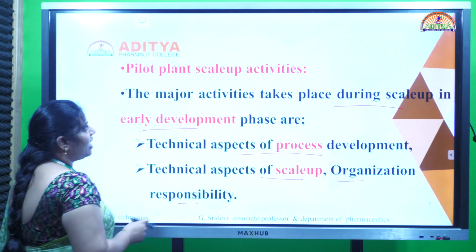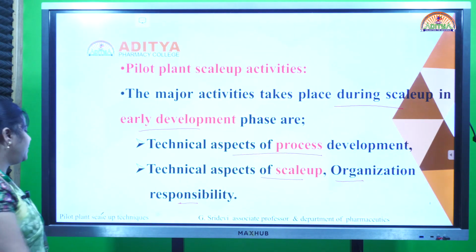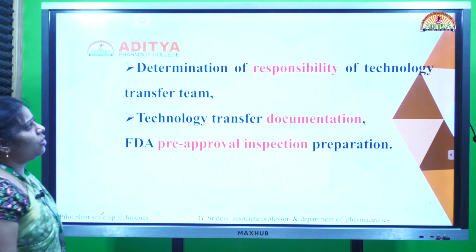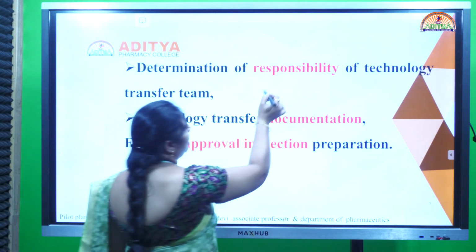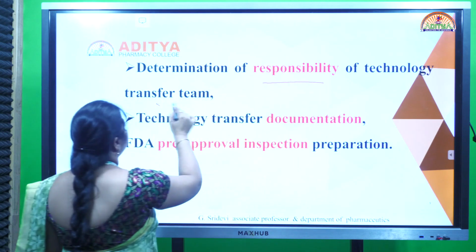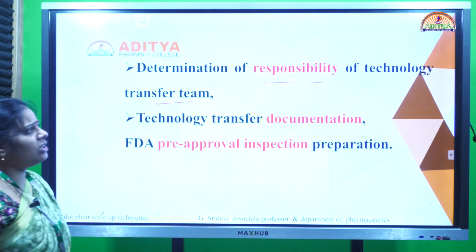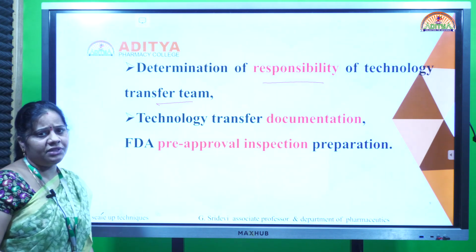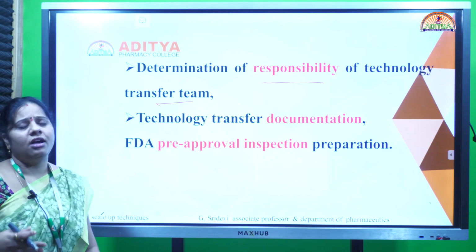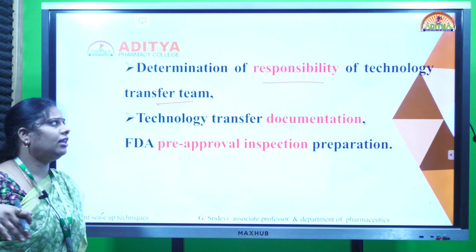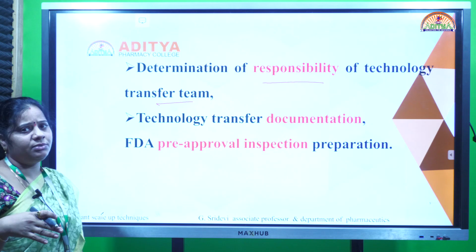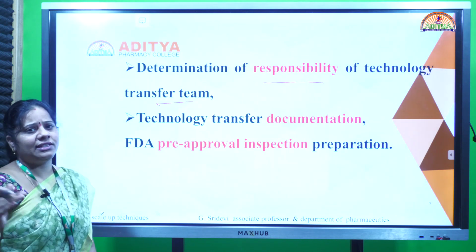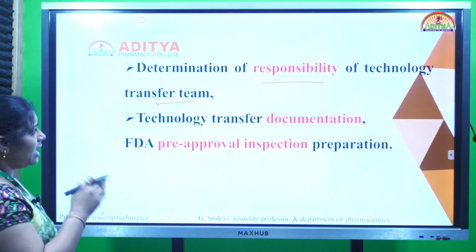So these are the things we are going to take into consideration during these pilot plant scale up techniques. And coming to the next one, we are going to determine the responsibility of the technology transfer team also. So the technology transfer team means the persons who are working in the different areas of the production area or the manufacturing area or the pilot plant. All of them take different responsibilities, and they are responsible for those activities in producing accurate and precise data. So those things they are going to determine.